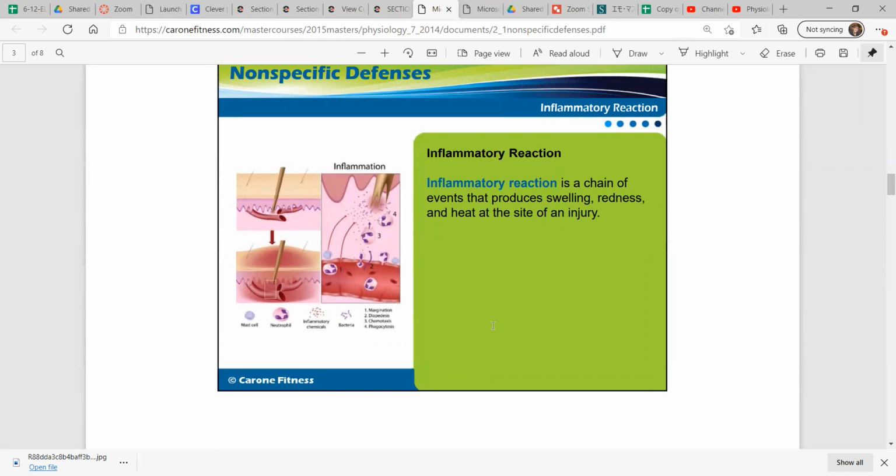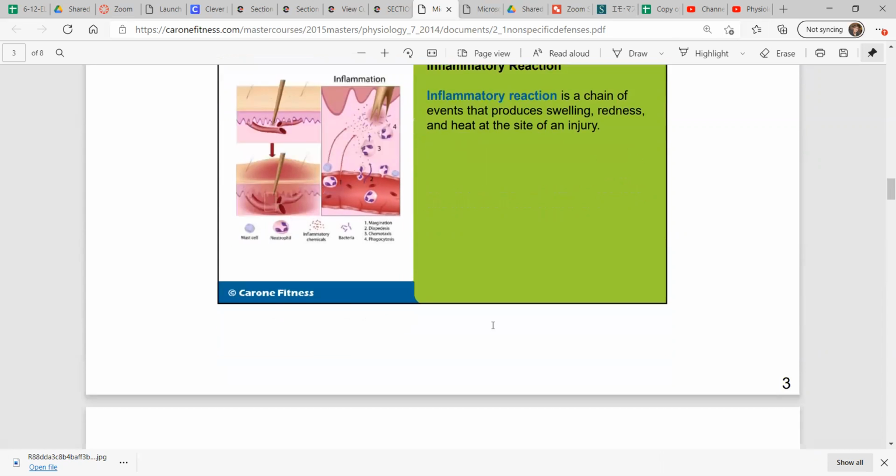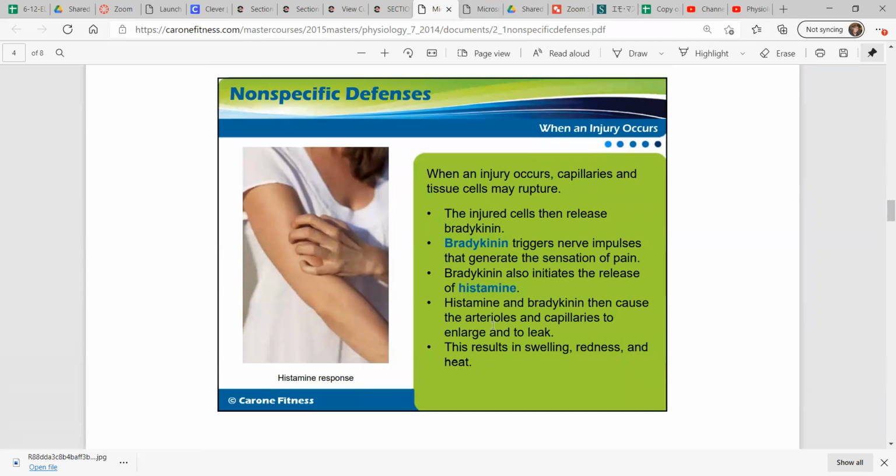Inflammatory reaction. This is a chain of events that produces swelling, redness, and heat at the site of an injury. When an injury occurs, capillaries and tissue cells may rupture. The injured cells then release bradykinin, and this triggers nerve impulses that generate the sensation of pain. It also initiates the release of histamine. Histamine and bradykinin then cause the arterioles and capillaries to enlarge and to leak. That results in swelling, redness, and heat.